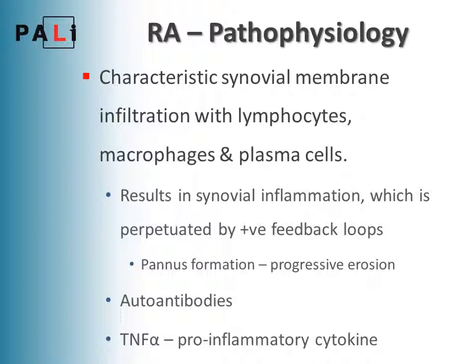And there's autoantibody produced by plasma cells. And the key driving factor, and this is important now for considering therapies, is that TNF-alpha, tumour necrosis factor alpha, is the pro-inflammatory cytokine that's heavily involved in this inflammatory response and cycle that encourages and perpetuates inflammation of the synovium.